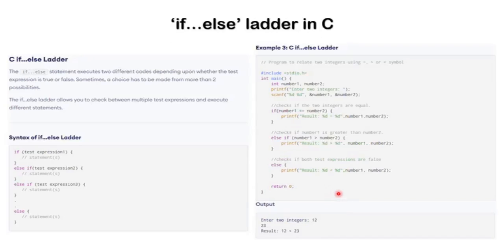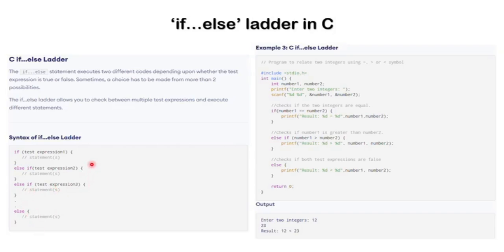If else ladder. What if we don't have only two conditions, like if this statement is true, then perform this, if it is false, perform this? Instead of that, if we have several conditions, then we need to make use of the if else ladder. Okay, the syntax is like this: if test expression, certain codes, else if another test expression, certain codes, else if another test expression and certain codes. Like that it will continue, and there will be a last else block.